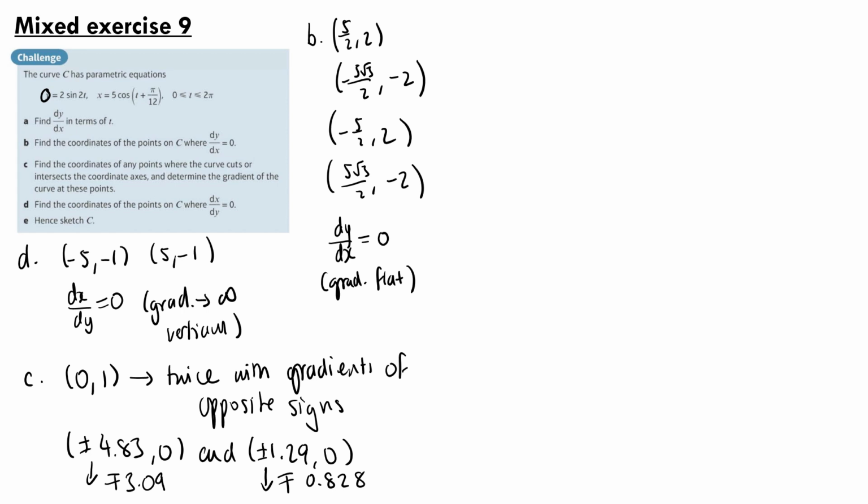Now, the big bit, we need to sketch the curve using all of this information. So if I quickly draw some axes, here we go. First, let's use the information from part C. We're going to intersect the y-axis just once at the point 0, 1, and we're going to have gradients of opposite signs. Then let's go with the roots, so where y equals 0 along the x-axis, and that's going to be at plus or minus 1.29, so about there and there, and then also plus or minus 4.83, so further along there and there.